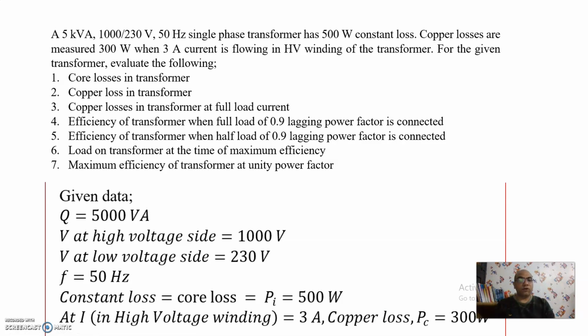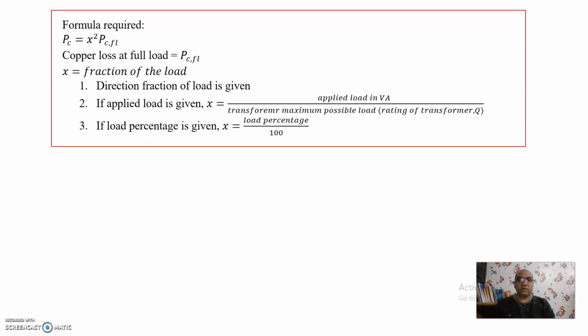So after getting the information of all given data, the second point is we will try to write all the formulae together which we will use in this problem. So you see, first formula is Pc equals x square Pcfl. As I told you, copper loss depends on the current flowing in the transformer. In other terms, we can say the load connected on the transformer, because we know the current flowing in the transformer is proportional to the load connected to the transformer. If more load is on the transformer, more current will flow in the transformer. So we can say in terms of the load that Pc is x square Pcfl. Pcfl is the copper loss at full load. FL stands for full load.